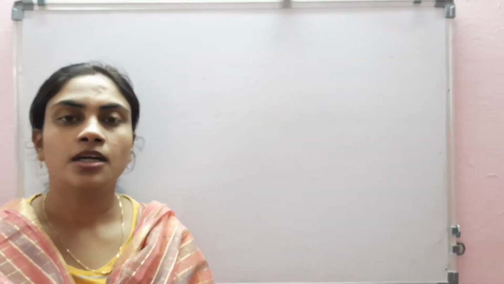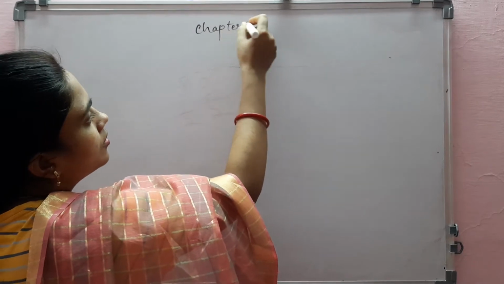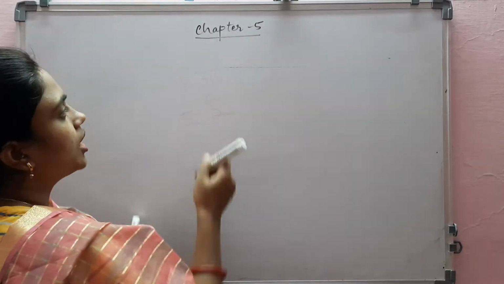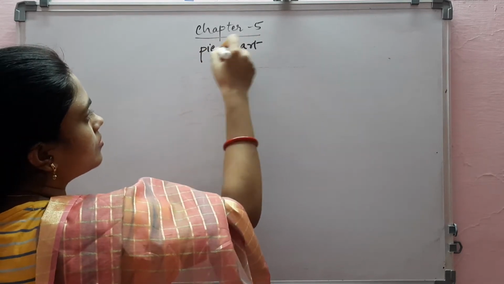Hello students, today we are going to study pie chart of chapter number 5. Chapter 5, our topic is pie chart. Pie chart is one of the measures of graphical representation of a data, of a grouped data. When we group data or raw data, both can be classified into the pie chart.